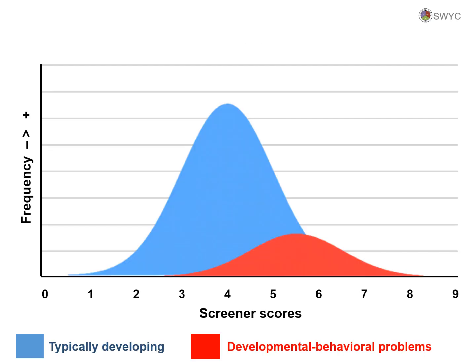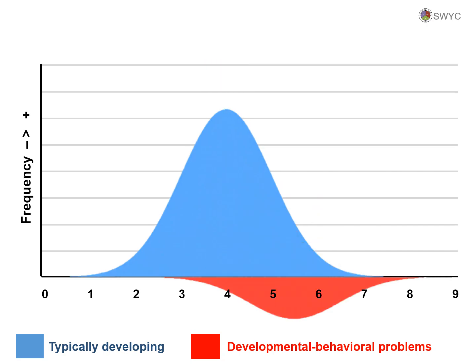Scores for children without problems, who I'll refer to as typically developing children, are shown in blue. For these kids, the average score is 4. Children with developmental behavioral problems are depicted in red. They have an average score of 5.5. You can see the overlap even better if we flip the red distribution below the horizontal axis.